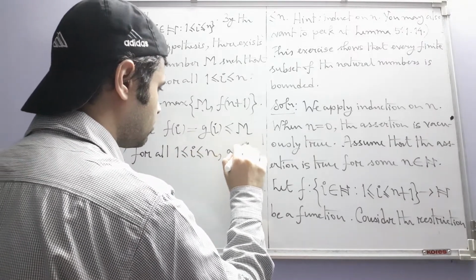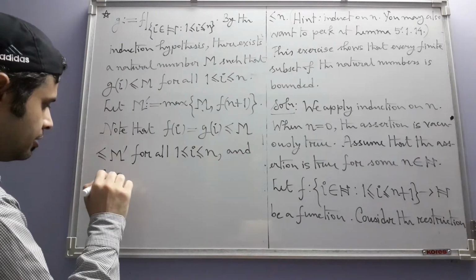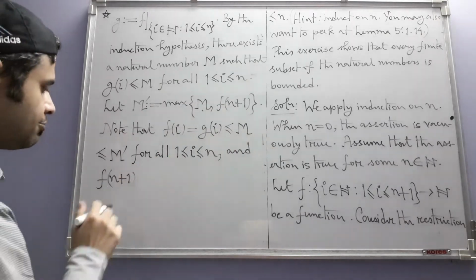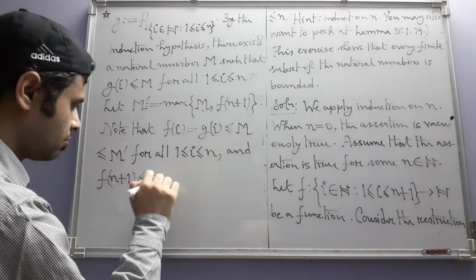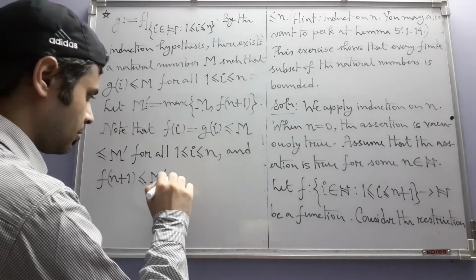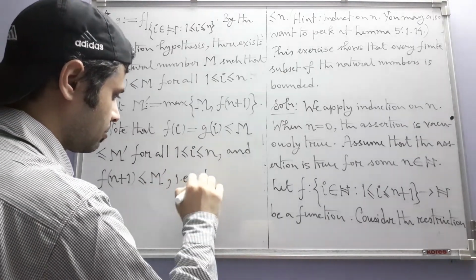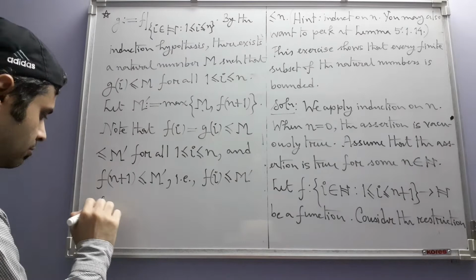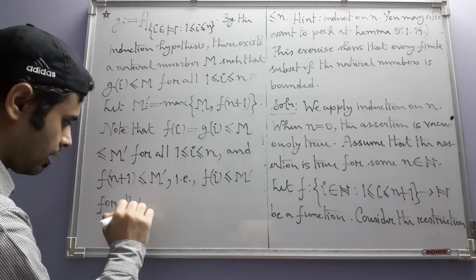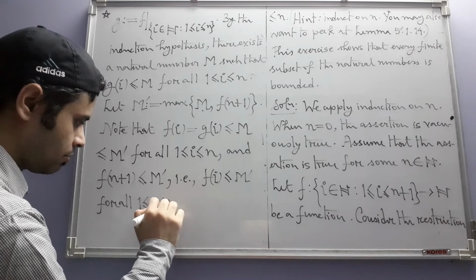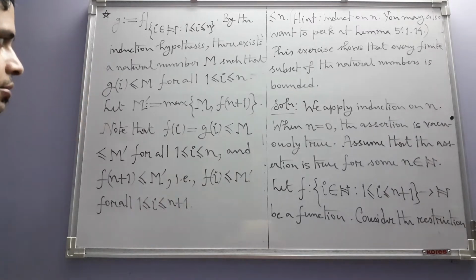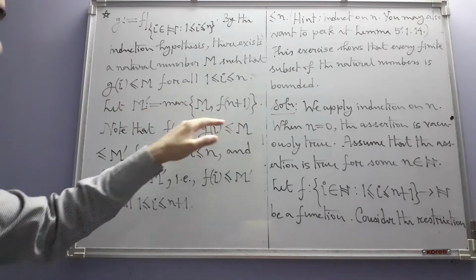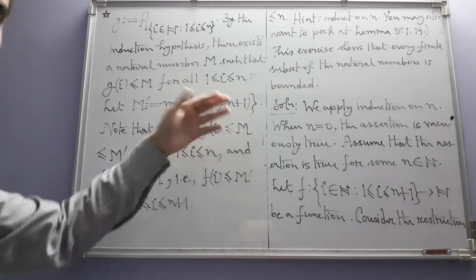and additionally f of n plus 1, since this is also less than or equal to m prime, so we have this as well, that is f of i is less than or equal to m prime for all i lying between 1 and n plus 1. Now it's also clear that whatever the maximum value may be, it's either this one or this one, so it's a natural number.